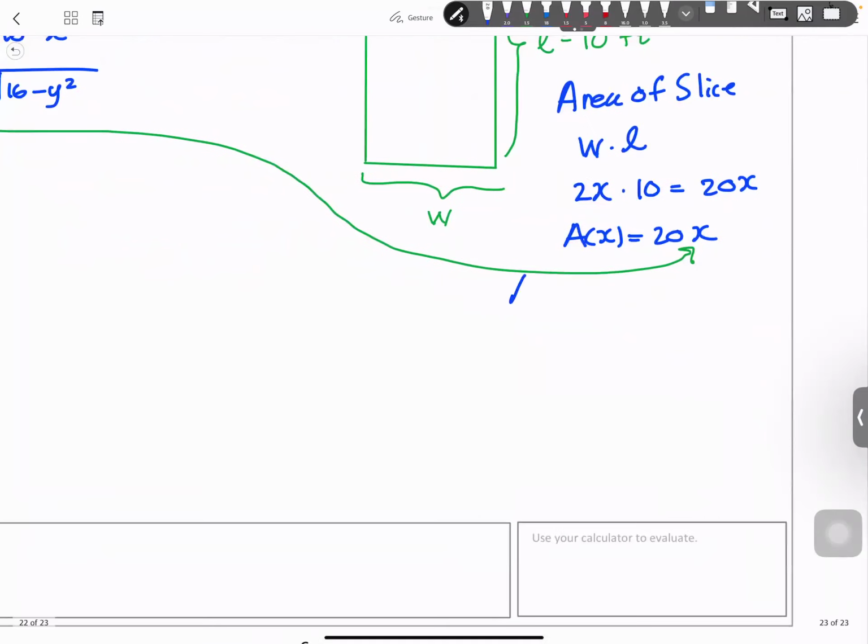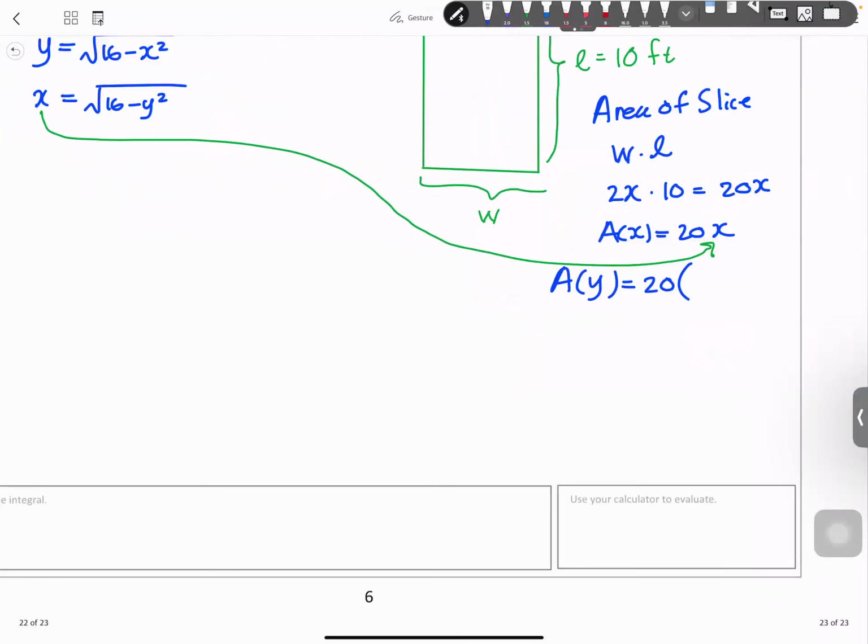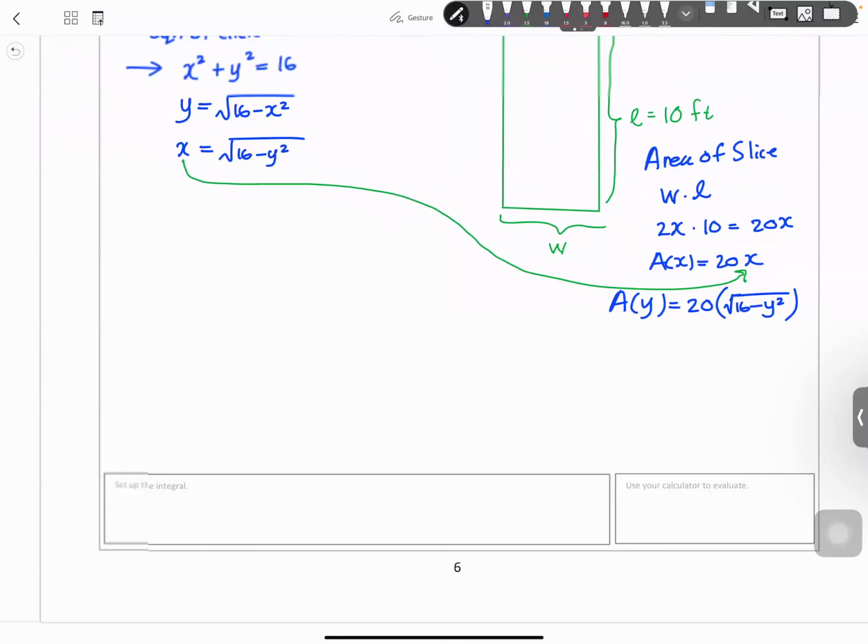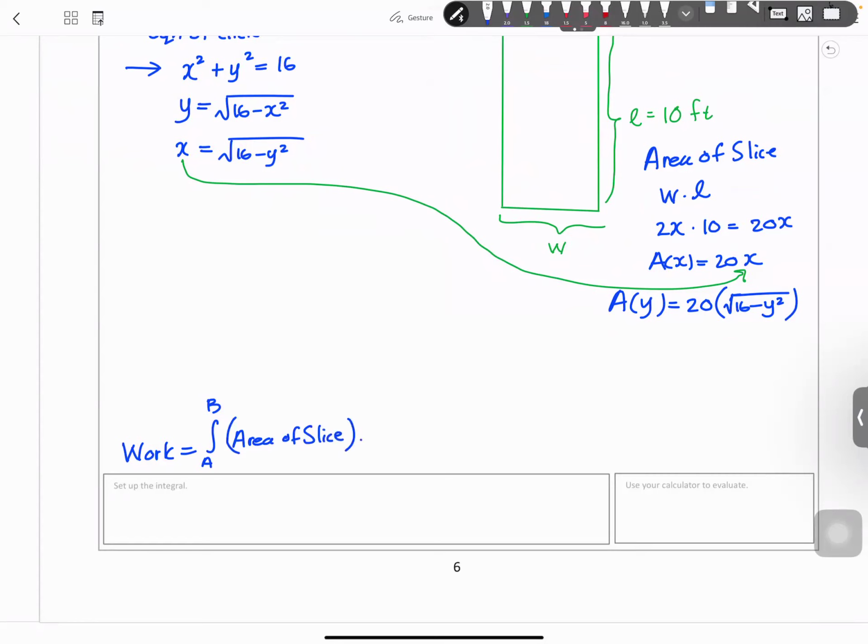So the area function as a function of Y is going to be 20 times the square root of 16 minus Y squared. There it is. That is what I really needed. So I'm going to use the formula here to set up the integral. I know that the work is equal to the integral from A to B of the area of the slice times the water weight times the distance dy. So what are all of those components?